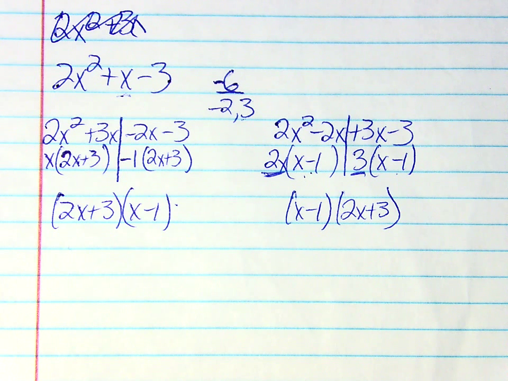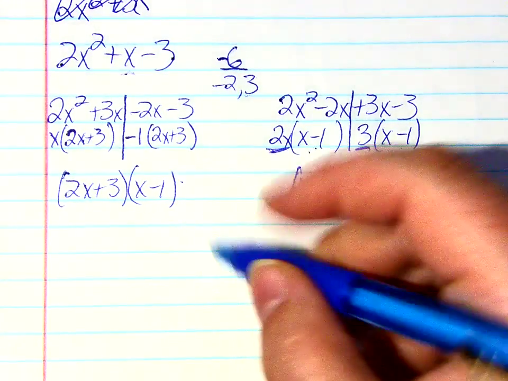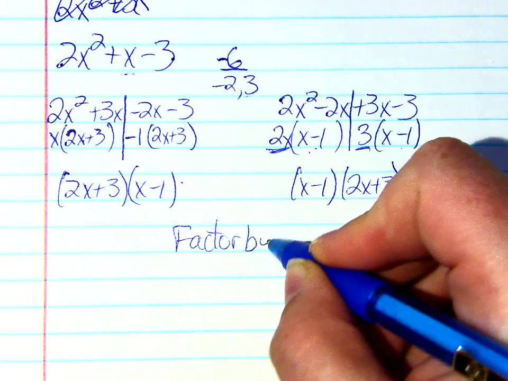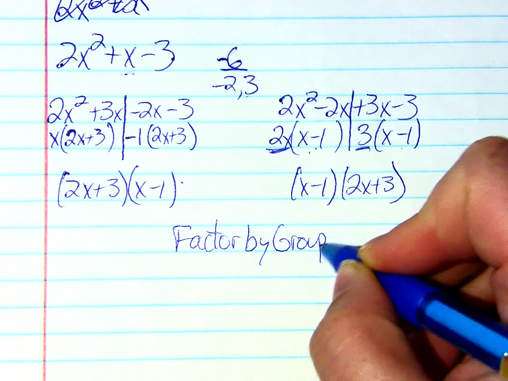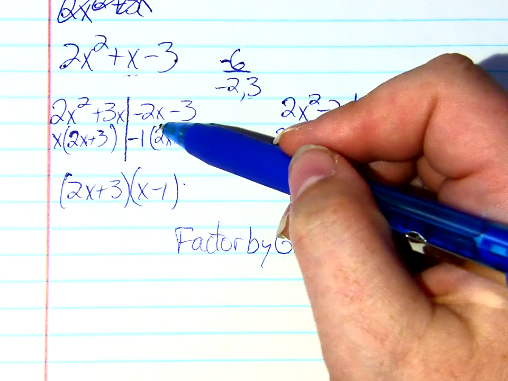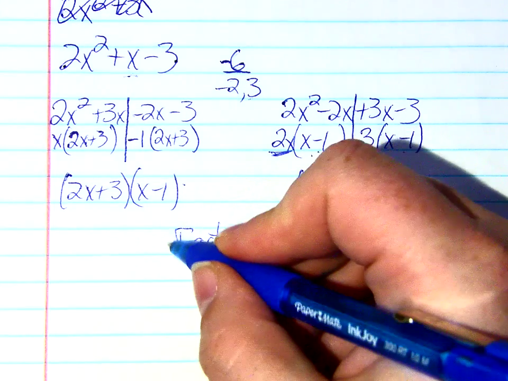Does this kind of make sense? Yeah. By the way, there are several names for factoring in this way. One of them, which your book uses, is factor by grouping. And do you see why it might be called that? You're making two groups, and you factor each group. So factor by grouping is one way.